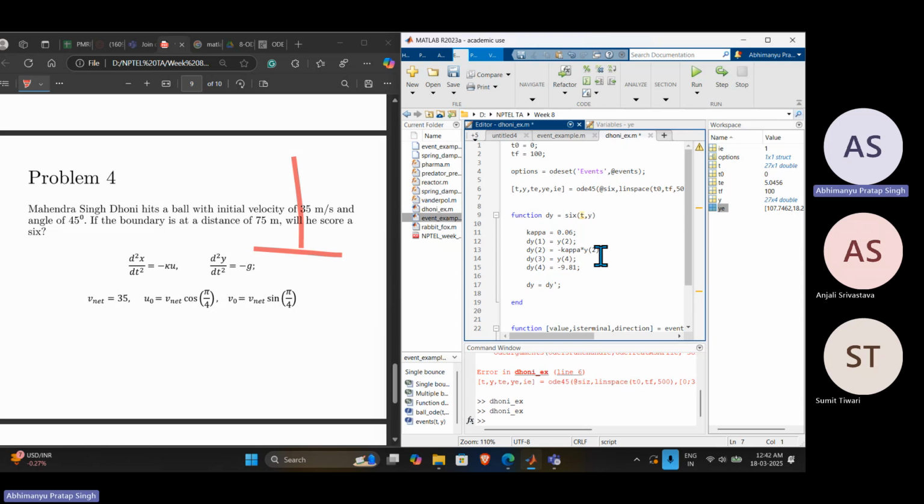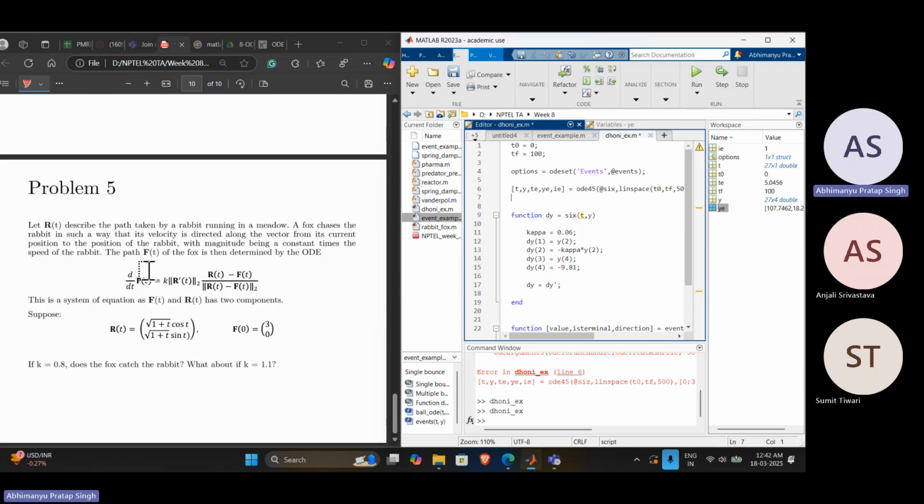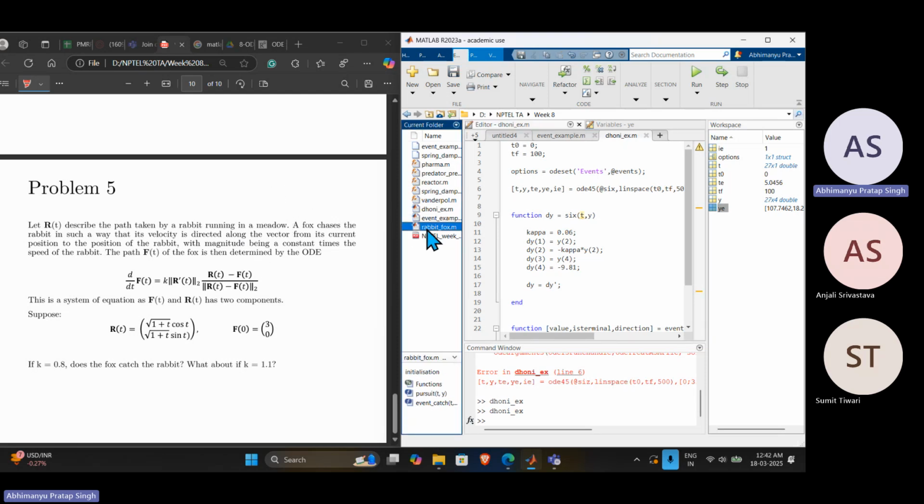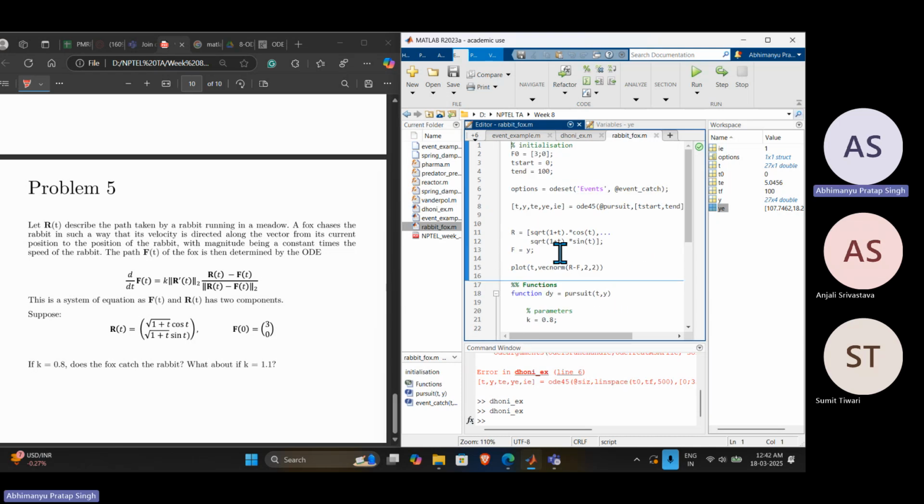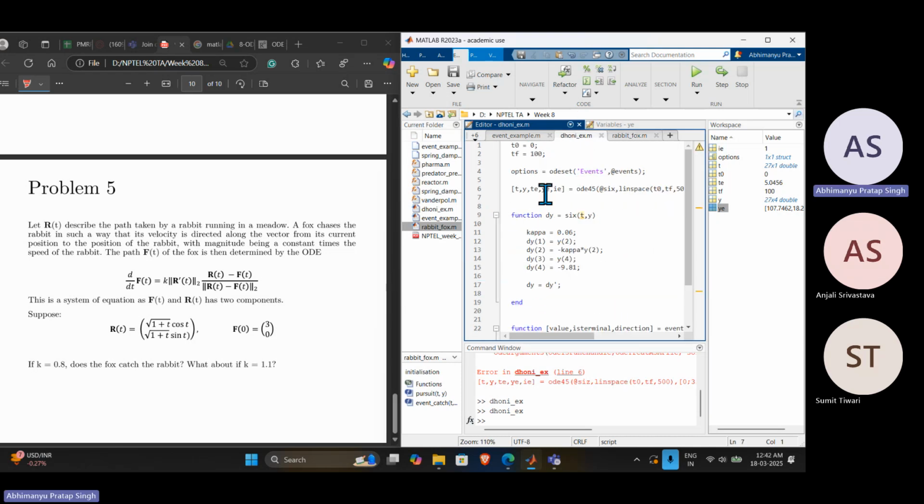Fine. I have one more problem to discuss, but the time is already up. I have given you the solution for this. It's in this rabbit fox problem. You can first try to solve this using the event function yourself, and then you can check the solution over here. Any doubt in any question or any assignment problem? Otherwise, we can wrap it up.